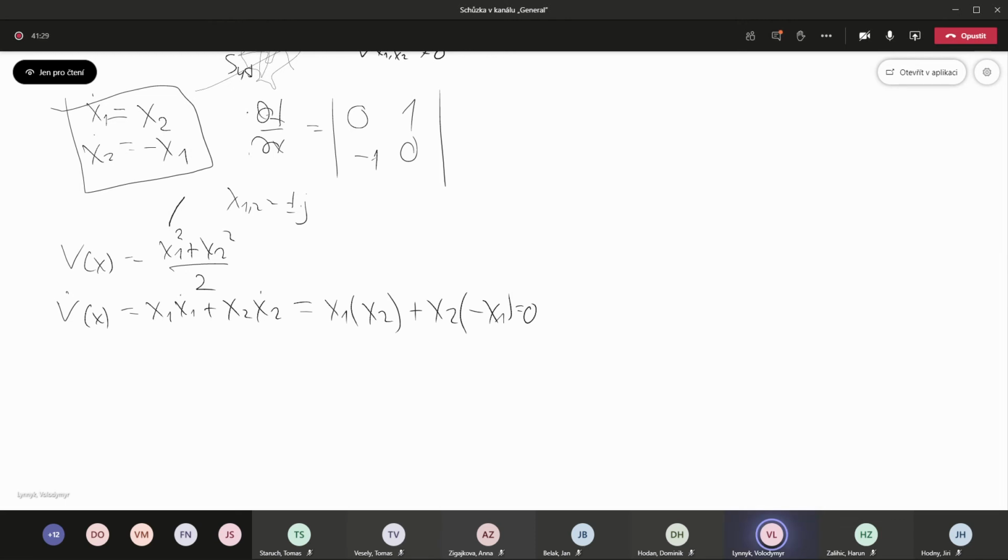It's for all x1, x2 not equal to 0. But when we found that V dot x equal to 0, we prove the stability of the system with the second Lyapunov method, because here we can prove the stability. This system is Lyapunov stable, or simply stable in the sense of Khalil, in Khalil's book.